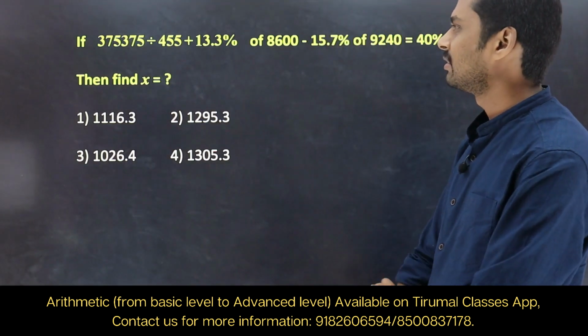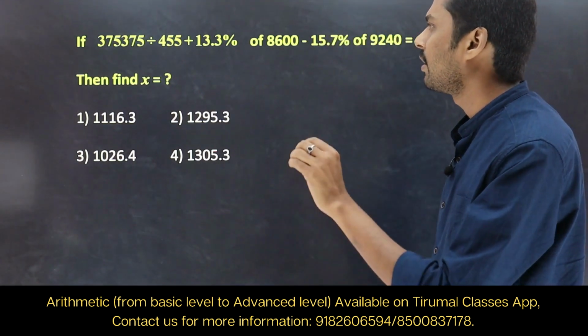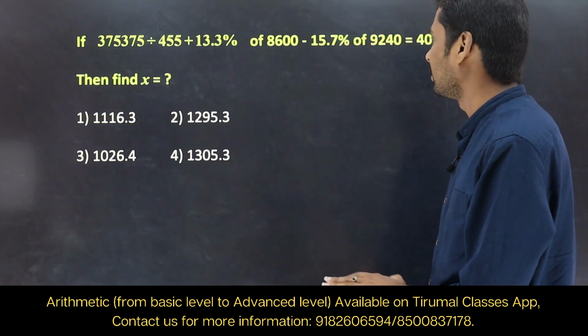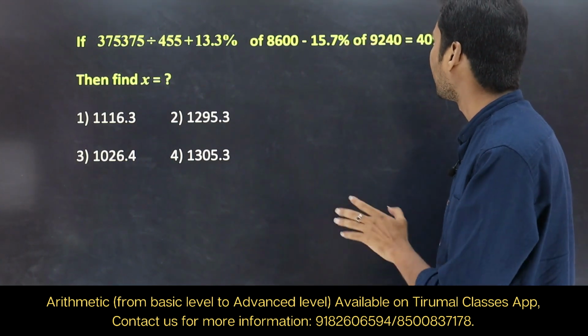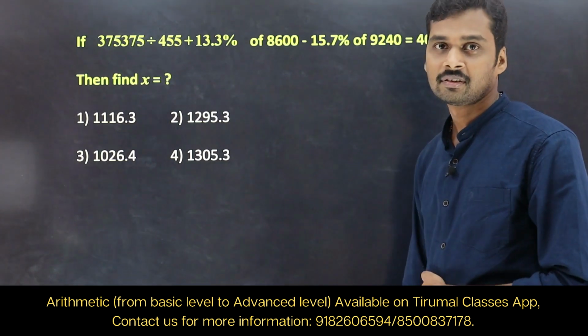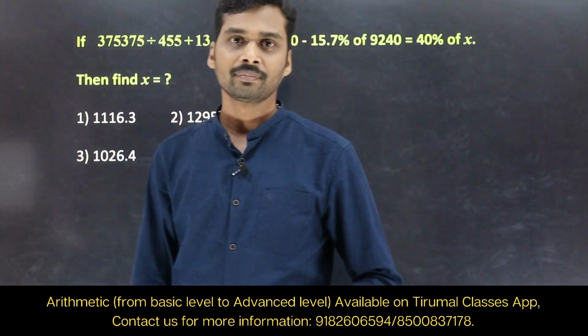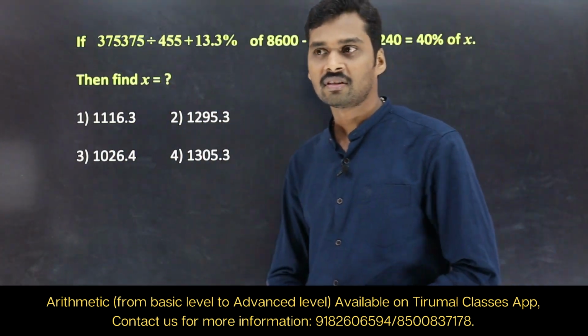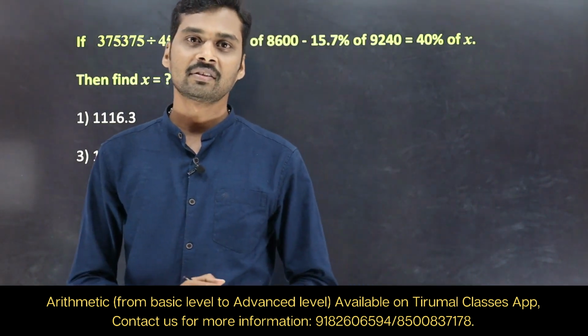You see this problem: if 375 divided by 455 plus 13.3% of 8600 minus 15.7% of 9240 is equal to 40% of x, then find the x value. What will we do? Again I'm asking, without knowing the DS concept, how much time does it take?